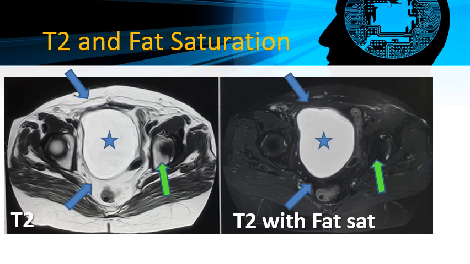When we apply the T2 with the fat suppression technique at the same level and in the same patient, we'll find that all the fat, either subcutaneous fat or pelvic fat, and even the bone marrow fat of the hip bone on the pelvis, becomes suppressed and low in signal. This is what we call T2 with fat sat.